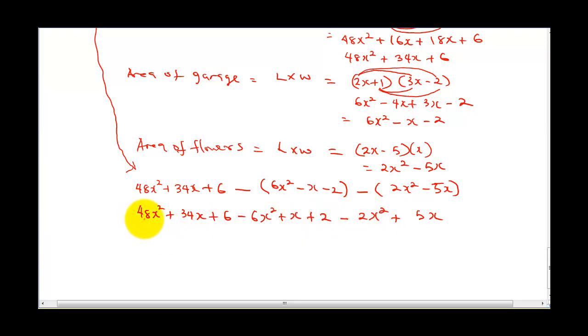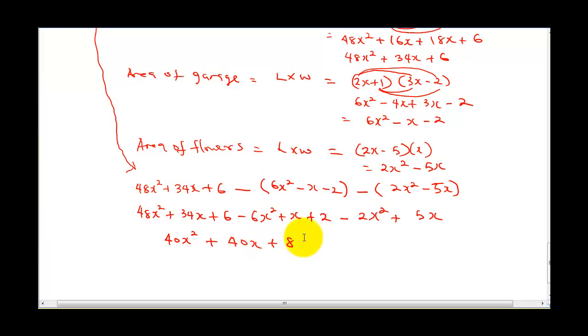So 48x squared minus 6x squared is going to give us 42x squared, minus 2x squared is going to give us 40x squared. Now let's work on the coefficient of x. That's 34x plus x is going to give us 35x, plus 5x is going to give us 40x. Then you have your 6 plus 2. We only have two numbers, so that is going to be plus 8.